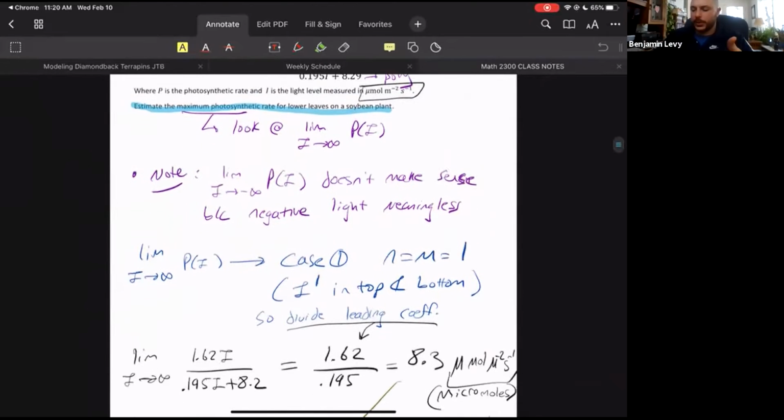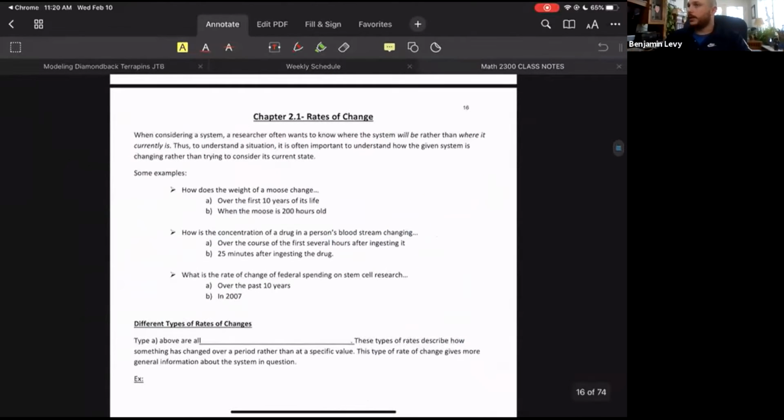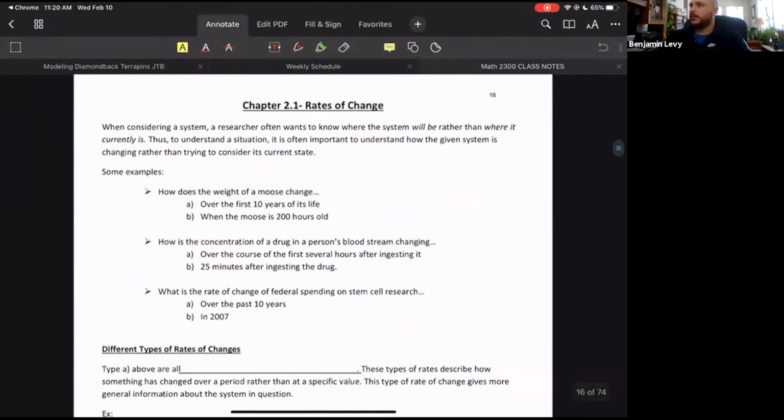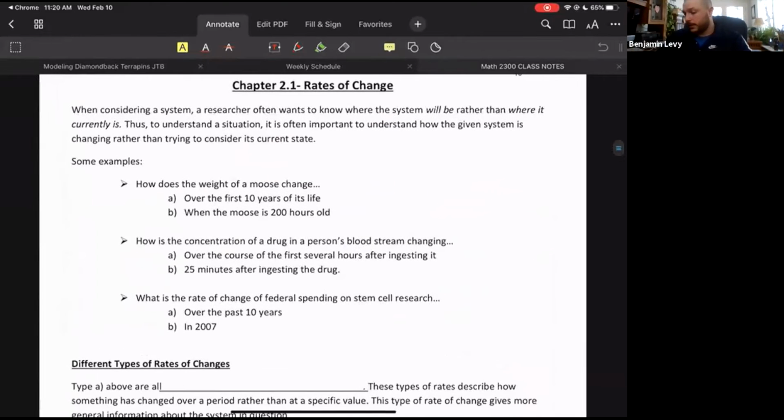The point is we're using limits now to build things like rates of change. So that's where we are. And in this particular section, we're talking about two different types of rates of change. And that's one of the major topics of calculus: derivatives, which are a rate of change. So let's dig into it.